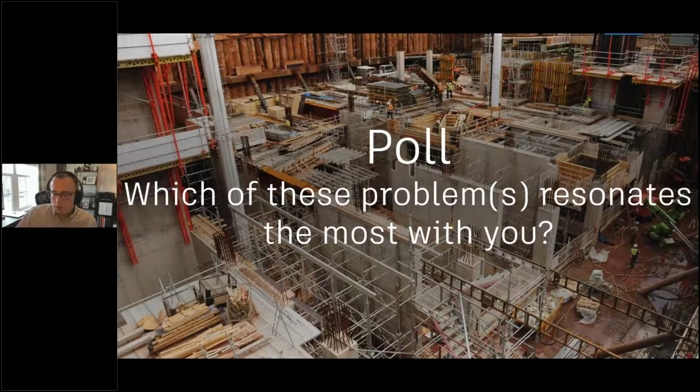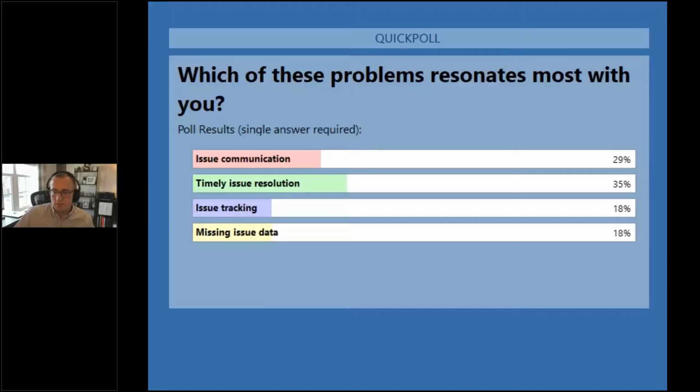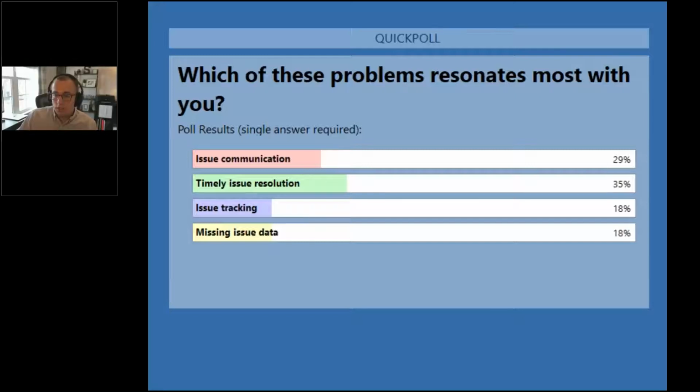All right, let's just share this out real quick, just so everyone can see what the responses are. So when we look at the poll results here, a lot of people are really struggling with timely issue resolution, right? That's a big one. Issue communication comes in second, and then a tie for third between issue tracking and missing issue data. All of these problems are things we're going to talk about here moving forward. And with that, I will pass it off to Kyle to talk about that in more detail.